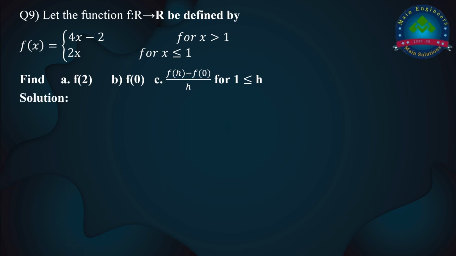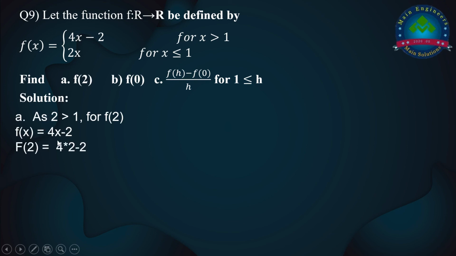So let's solve the first, a. As 2 is greater than 1, that means we have to apply this equation for 4x minus 2. So f(x) becomes 4x minus 2, and as we have to find f(2), we have to replace x by 2. So 4 into 2 minus 2 is equal to 6. So for next, b, f(0): 0 is less than 1, that means we have to apply this equation. So f(x) is equal to 2x, replace x by 0. So f(0) is equal to 2 into 0, which is equal to 0.